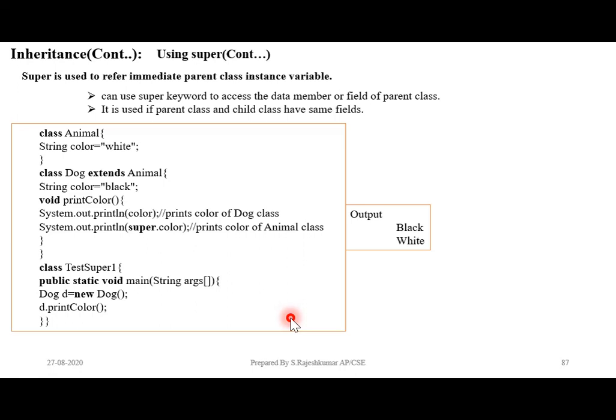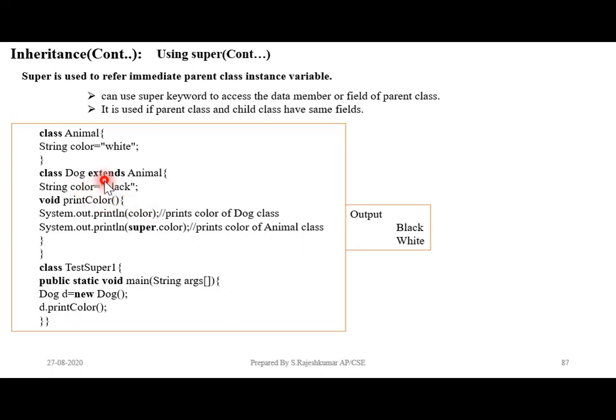Let us consider this example. Here there is a class Animal, right? Within this class Animal I have given a variable, string color equal to white. Secondly, we have created a class Dog which extends Animal. Within this class Dog, I have mentioned string color is equal to black. One more member function I have declared here, void printColor. Within printColor, I just print System.out.println of color. Which color will be printed? The local instance variable color will be printed.